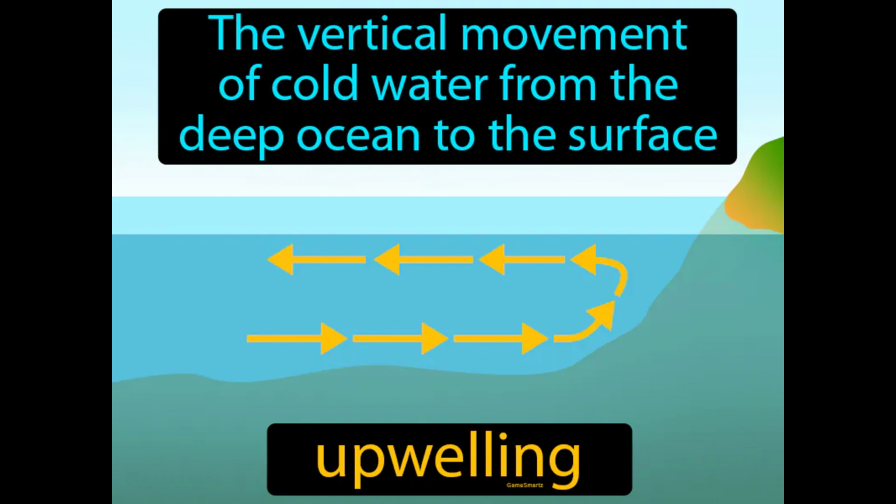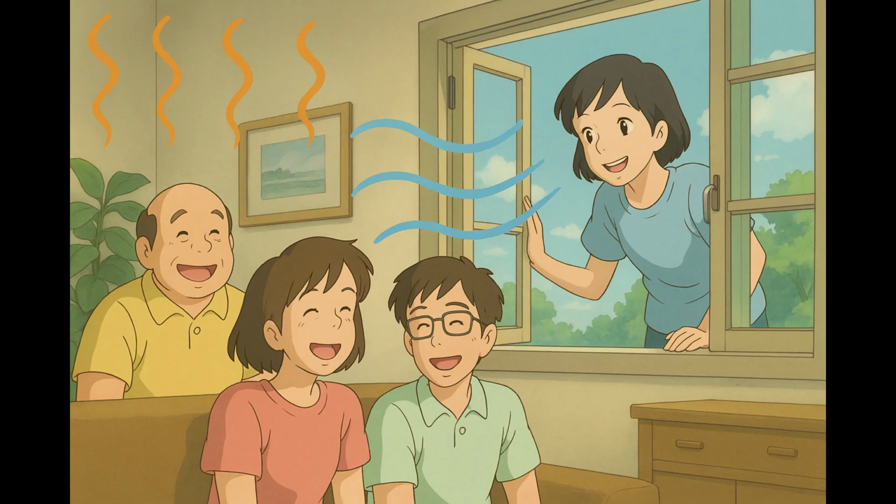The vertical movement of cold water from the deep ocean to the surface. Upwelling. It is a process where deep, nutrient-rich water rises to the ocean's surface, supporting marine life. Imagine being in a crowded room where the air feels stuffy, and opening a window allows fresh, cooler air to circulate and refresh the space.